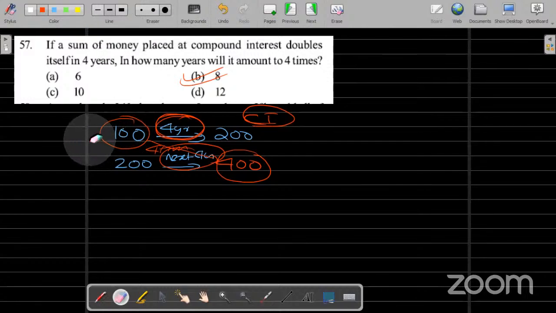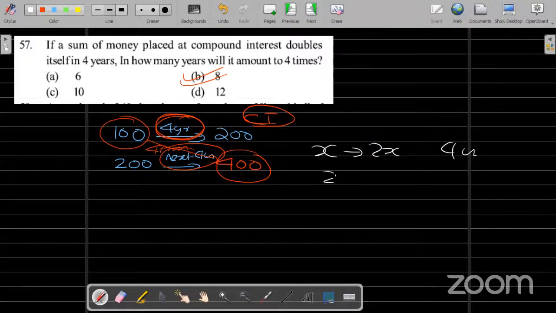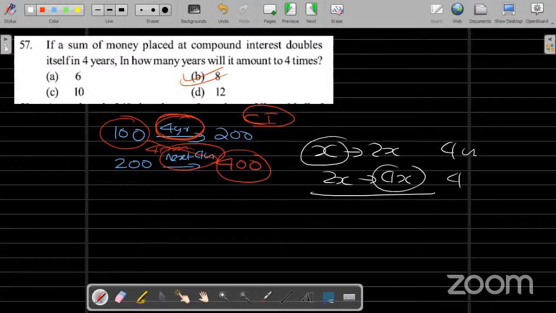The shortest method. So x becomes 2x in 4 years. 2x becomes 4x in the next 4 years. So x becomes 4x, 4 times, in 4 plus 4, 8 years.